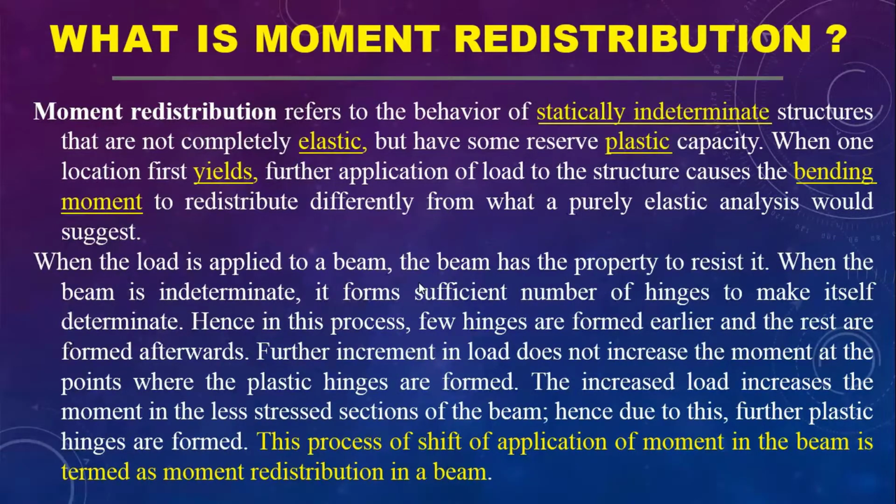It's a very simple concept: when the load is applied to an indeterminate beam, it forms a sufficient number of hinges to make itself determinate. In the entire process, few hinges are formed earlier and few later on. Further increment in the load does not increase the moment at the points where plastic hinges are formed. The increased load increases the moment in the less stressed sections of the beam, and hence further plastic hinges are formed. The entire process of shifting of application of moment in the beam is known as moment redistribution in the beam. For understanding, I am giving an example of a beam.